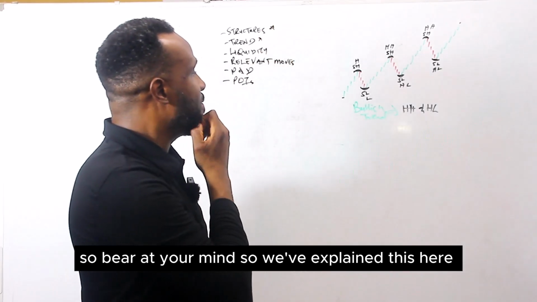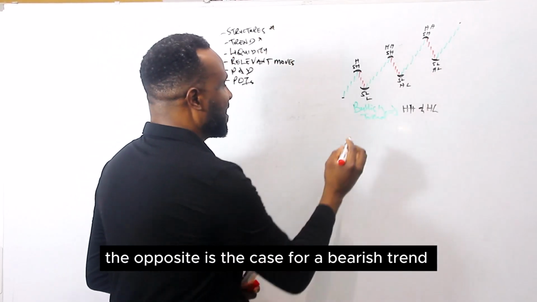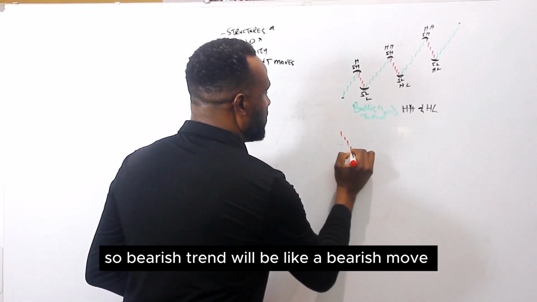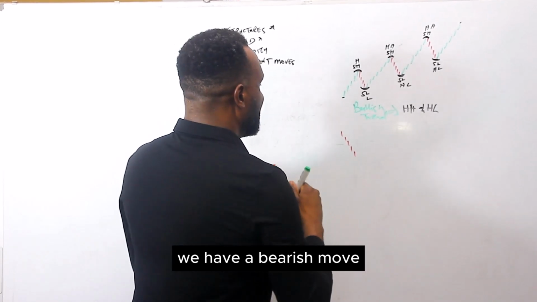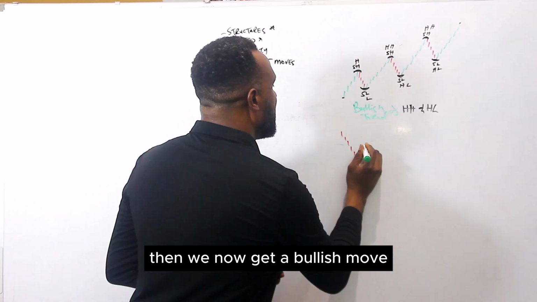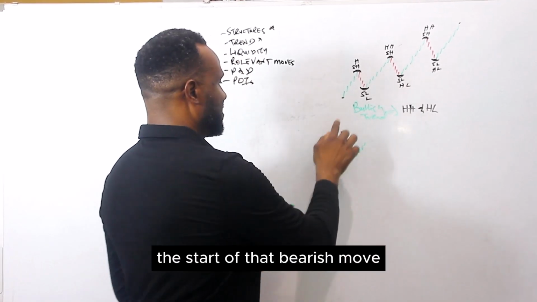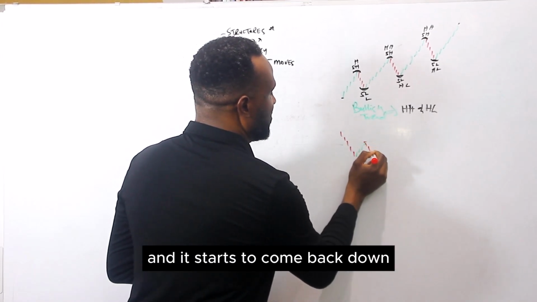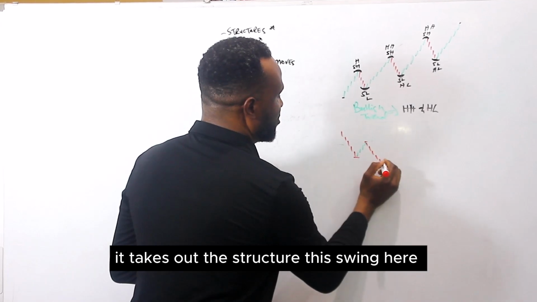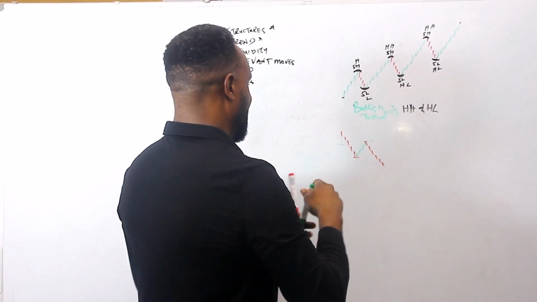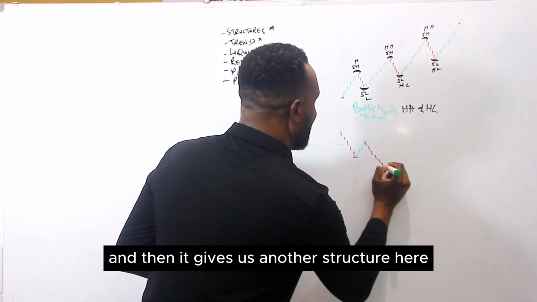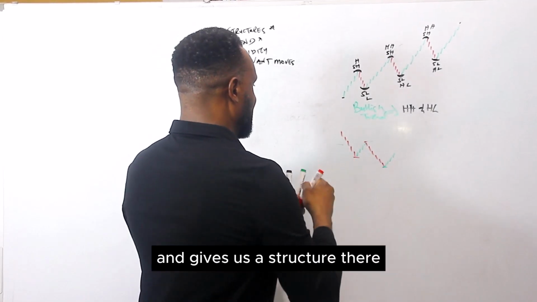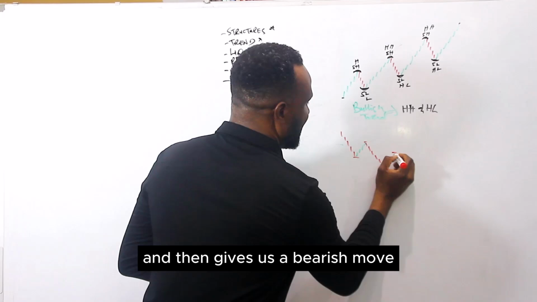So we've explained these here, right? The opposite is the case for a bearish trend. So a bearish trend would be like a bearish move, right? We have a bearish move, then we now get a bullish move, but the bullish move does not take out the start of that bearish move. It gets to structure here and it starts to come back down. It takes out the structure, the swing here, right? And then it gives us another structure here and then gives us a bullish move and gives us a structure there and then gives us a bearish move.